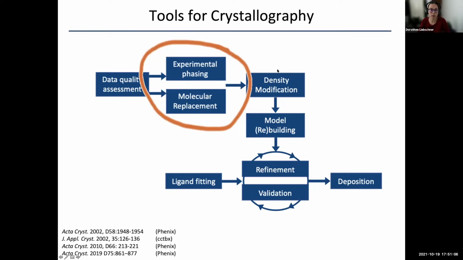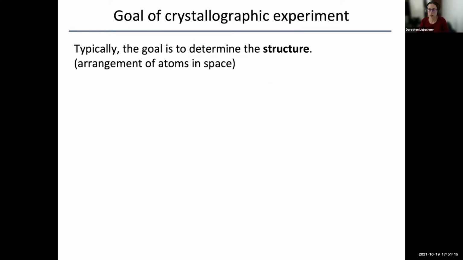So here I made a circle around the steps for phasing. That's experimental phasing or molecular replacement in macromolecular crystallography. So let's remind ourselves again why we need this step, which is very, very important. And to do that, let's go one step back.